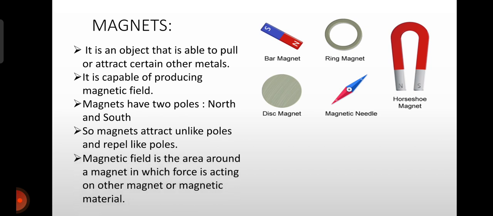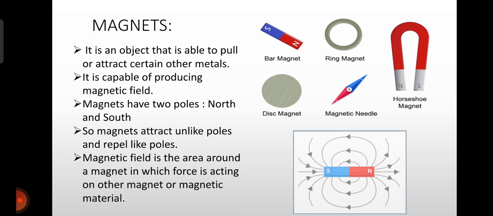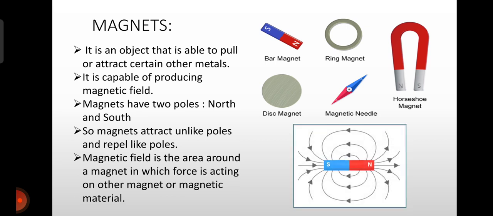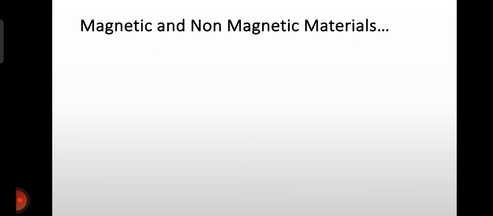Now another terminology we would learn about is a magnetic field. Magnetic field is the area around a magnet in which force is acting on the other magnet or other magnetic material. In this image, it is clearly seen with the help of the arrows and the lines which are marked. But in reality, magnetic field is not visible to us. We can only feel it, but we cannot see them.